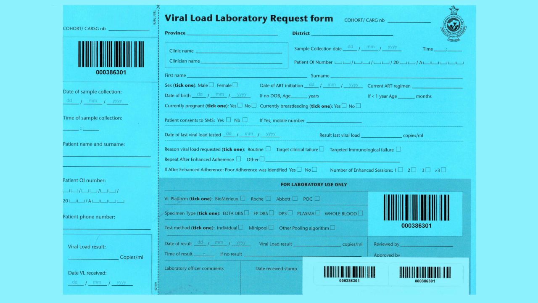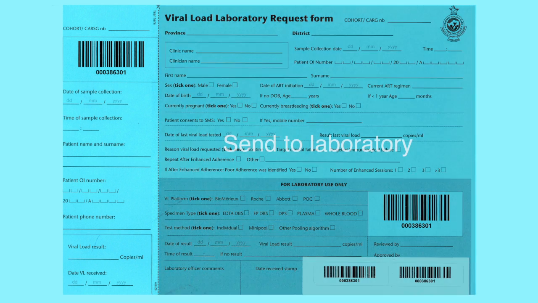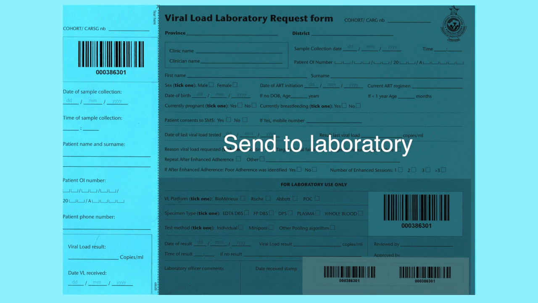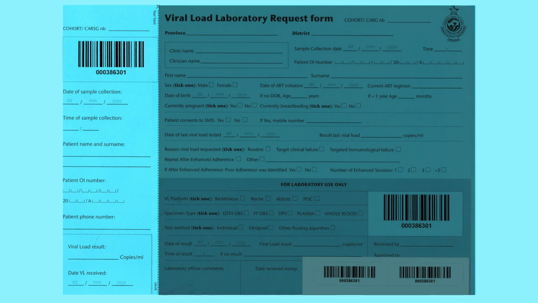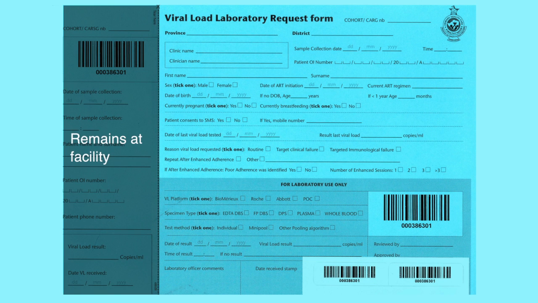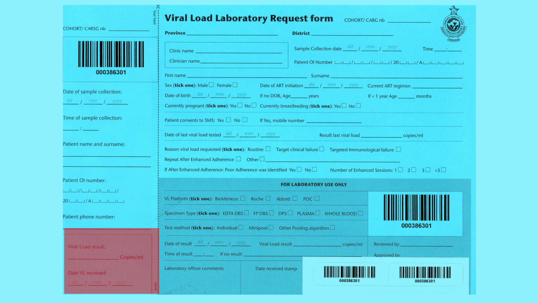A viral load test request form should be filled out every time a viral load sample is taken. The form has a tear-off part that must be sent with the sample to the lab. The rest of the form remains at the facility. Complete both parts of the form and remember to update the part at the facility when the results come back.